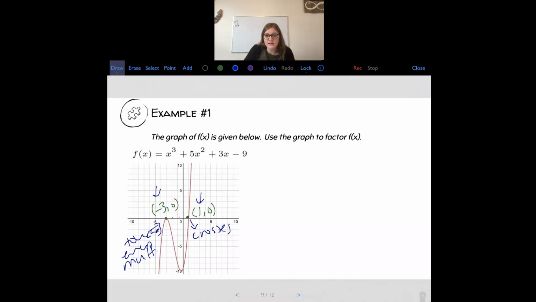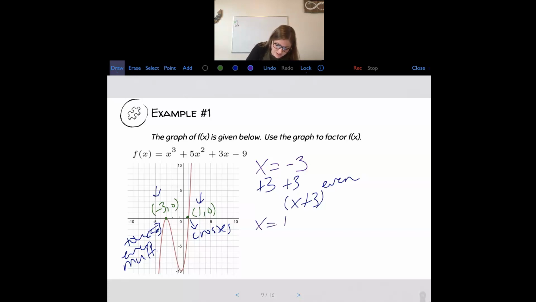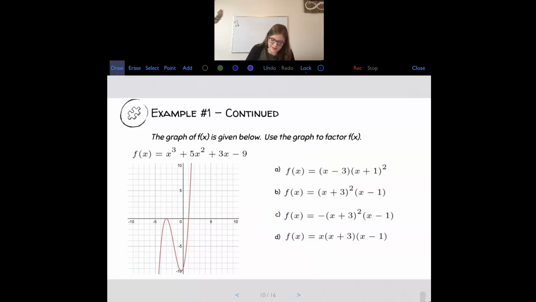Okay, so let's take a look at our zeros and possibly the factors that they came from. So my first zero is x is -3. If we add 3 to both sides, we should have a factor of x plus 3 with some even power, because since it touches, it tells us that our multiplicity is even, which means that the exponent is even. We also have x is equal to 1. If we subtract 1 from both sides, we have x minus 1 as our factor, and then it should be to an odd exponent because it crosses. Okay, so then we can match it up.